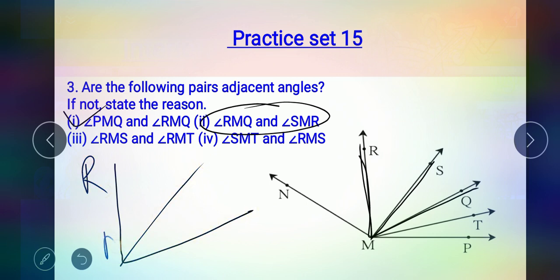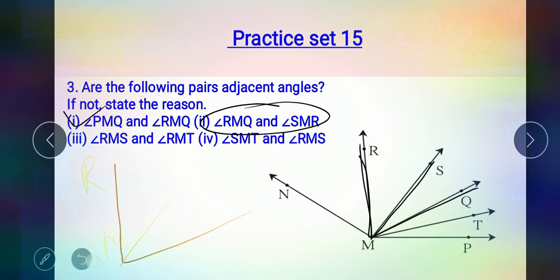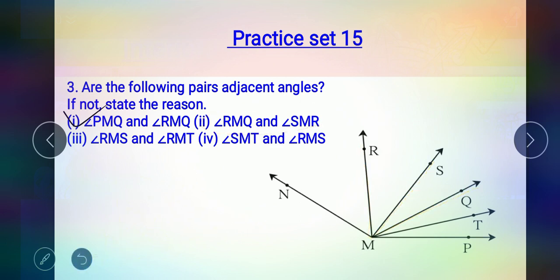Students, RMQ and SMR. For RMQ, this is the interior, and for SMR, this is the interior. Here the interior is not common, the interior is not separate. That's why we can say the two angles are not adjacent angles. For the reason, you will write interiors.